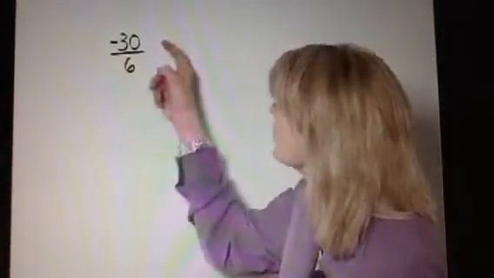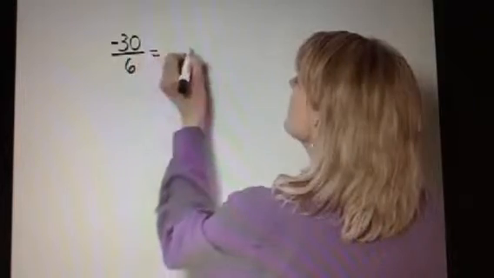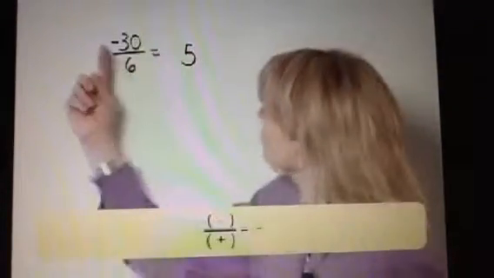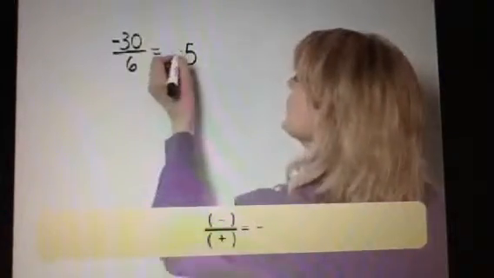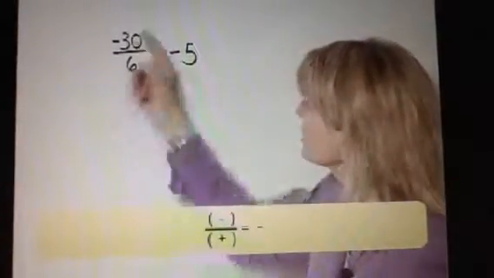Let's make sure we're okay with this by dividing some integers. What is negative 30 divided by 6? Well, what is 30 divided by 6? That is 5. And then what is a negative divided by a positive? That quotient is negative. And you can also check by multiplying.